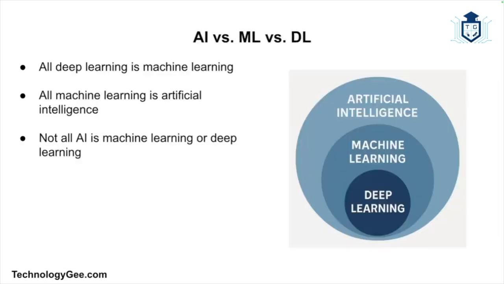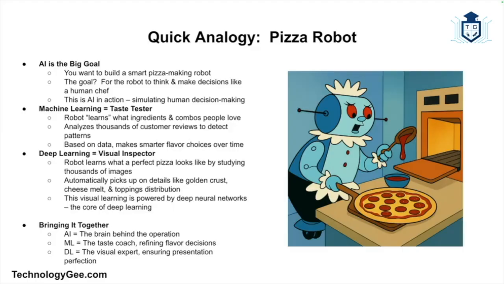Now, if you're still lost as it relates to the relationship between AI, machine learning, and deep learning, here's a visual to help you understand. All deep learning is machine learning. All machine learning is artificial intelligence, but not all AI is machine learning or deep learning. Now, if you're still lost, here's another analogy to hopefully drive this point home.